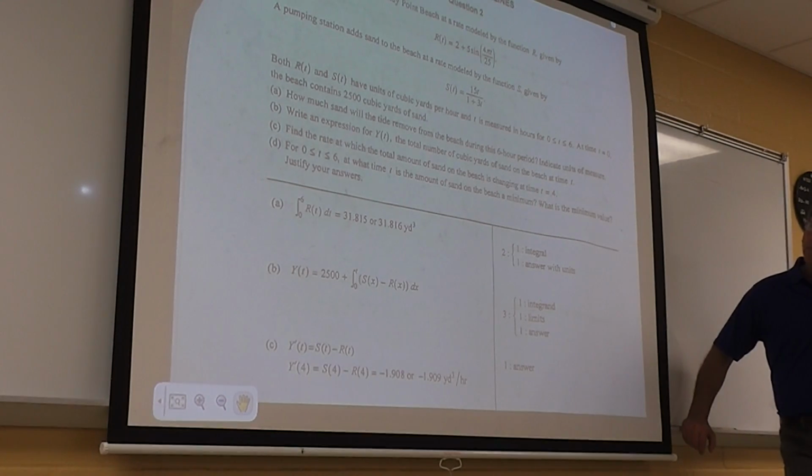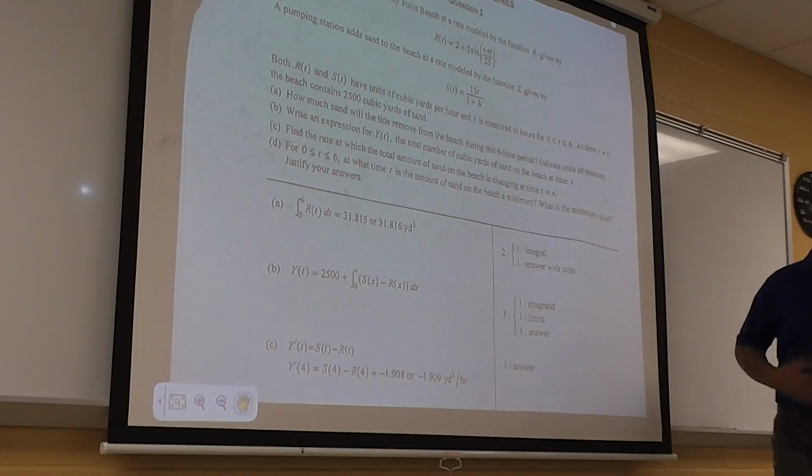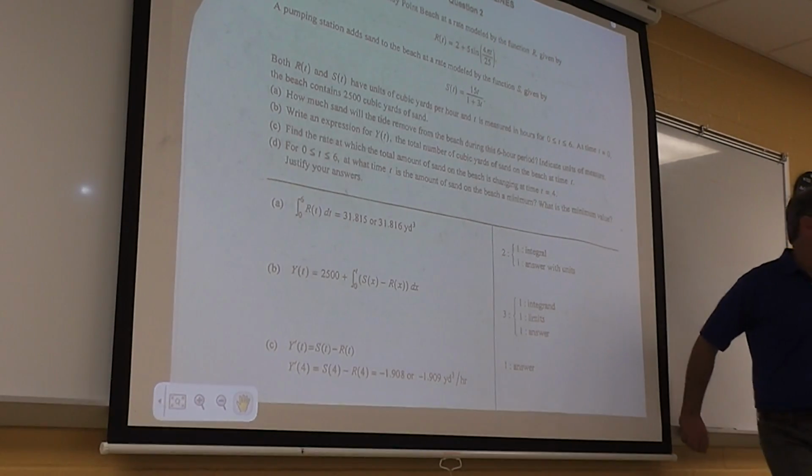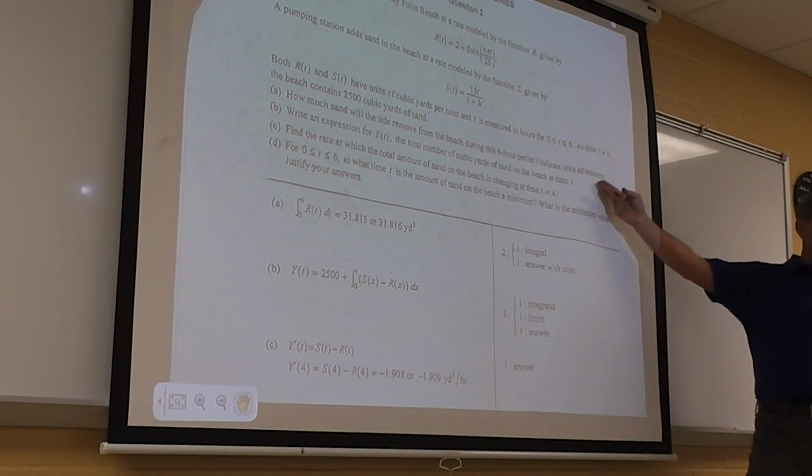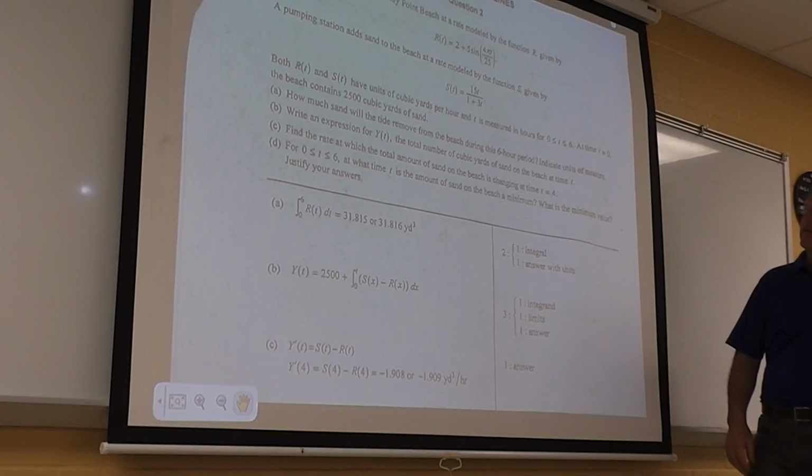Now, as we look through this guy, let's talk through parts A, B, and C. Part D is what we're wanting to focus on, the justify your answer. Well, let's talk through A, B, and C. How much sand will the tide remove from the beach during this 6-hour period? Indicate units of measure. Well, this we need to make sure and talk about tonight too.